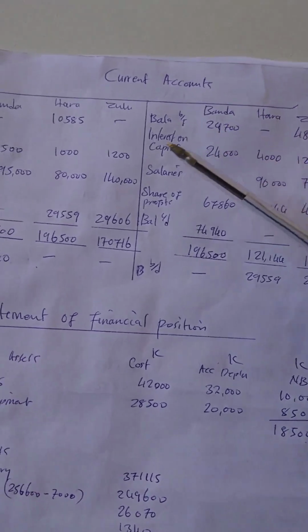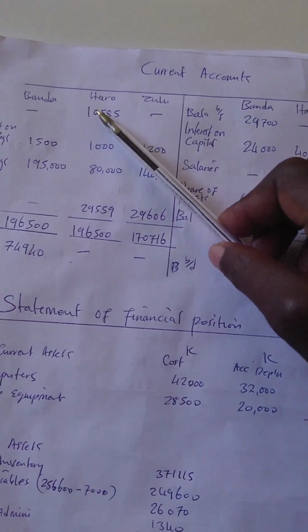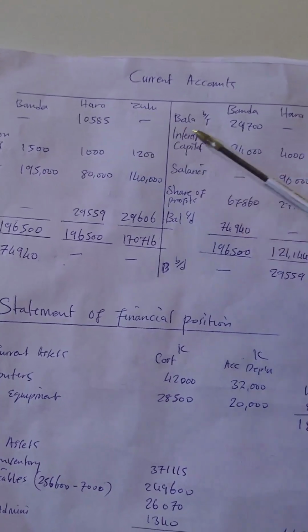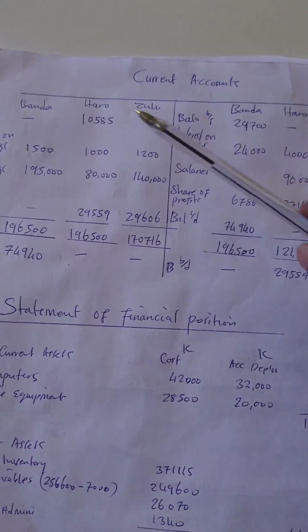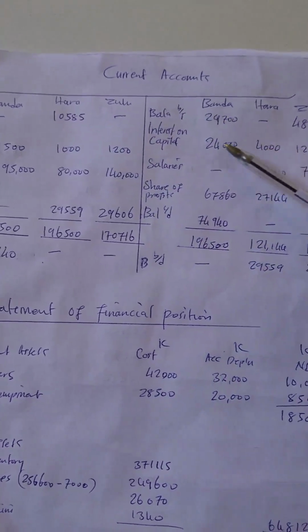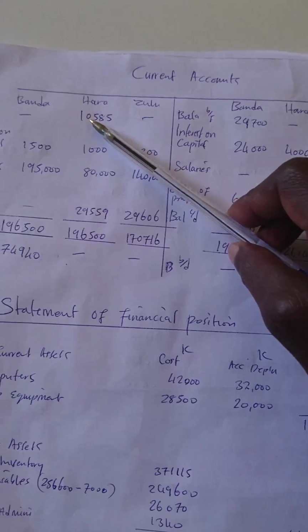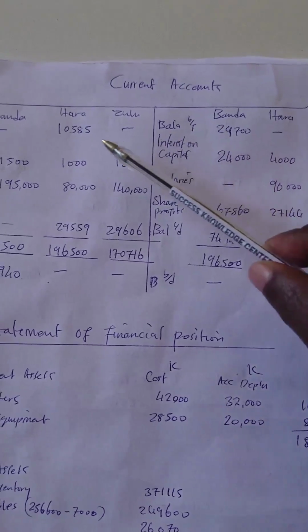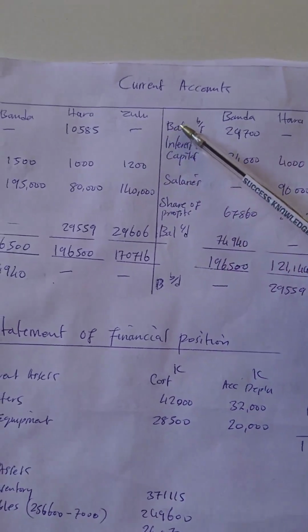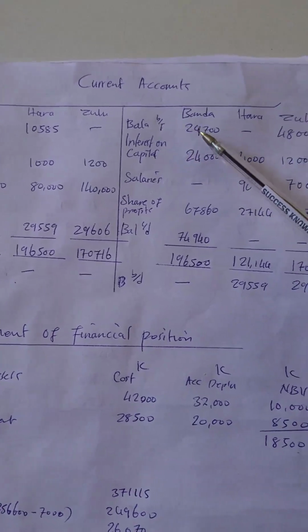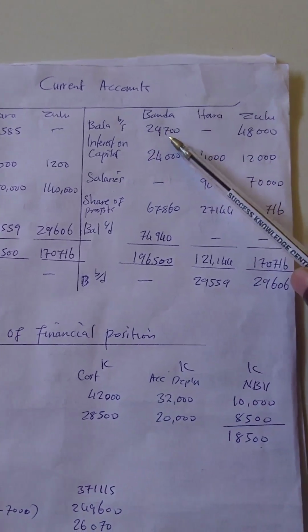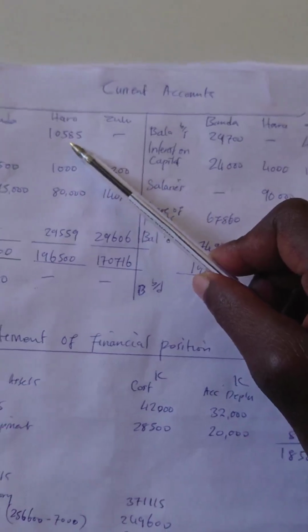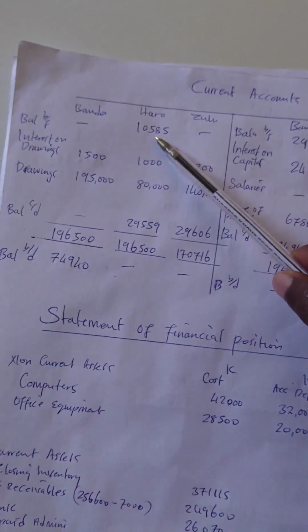Where we have a debit balance, like in the case of Hara, then something unusual might have happened. It means Hara has nothing as capital. Hara overused his benefits and hence is having the debit balance. So from our question, the data that we had as balance brought forward for these guys, you can tell that Banda has a credit balance and Zulu has a credit balance. Only Hara had the opening debit balance.